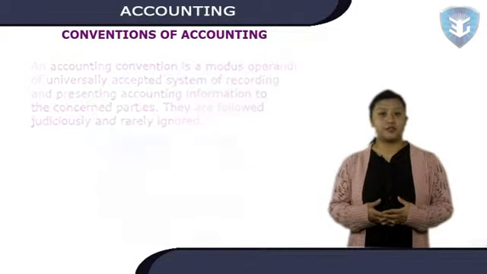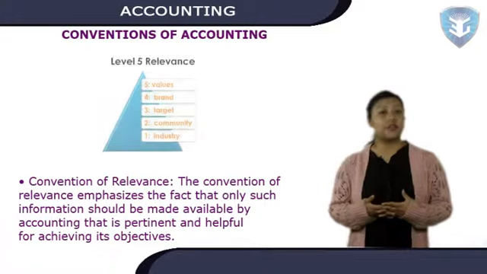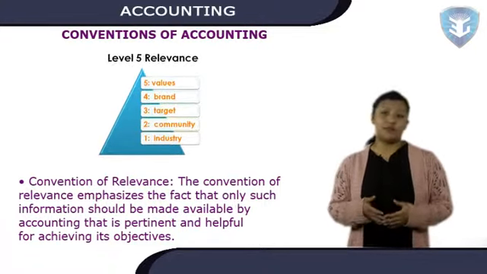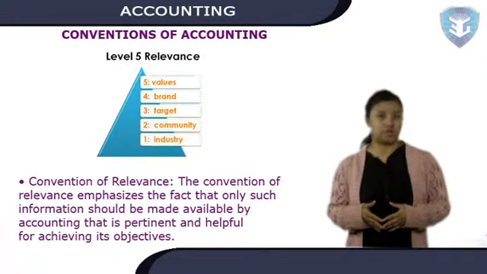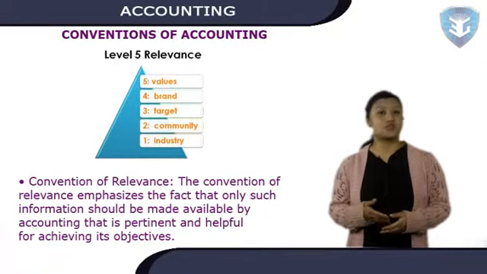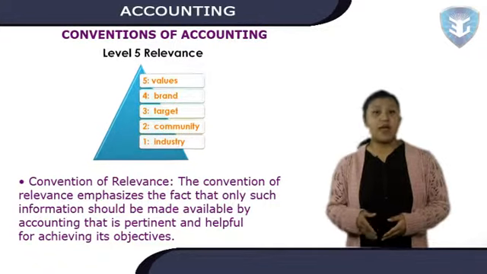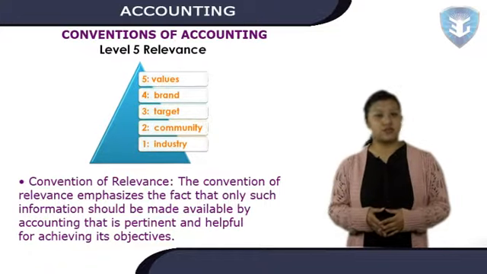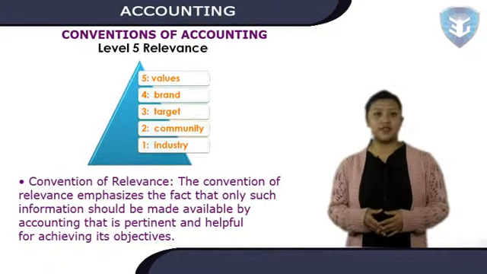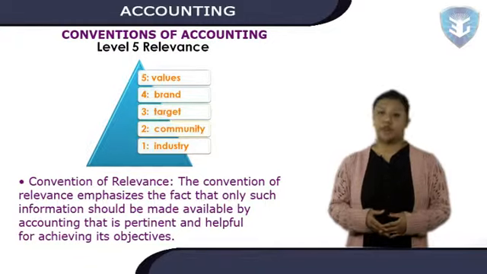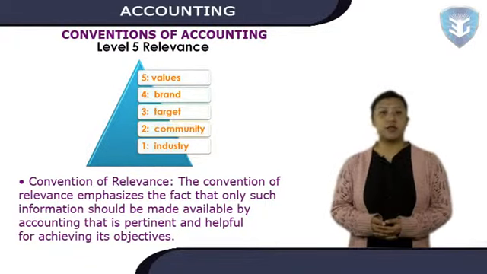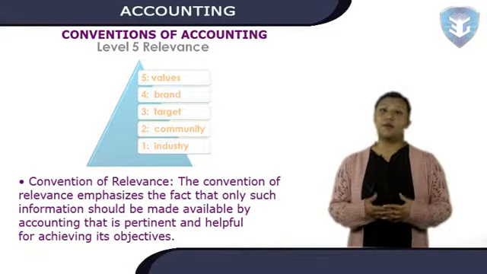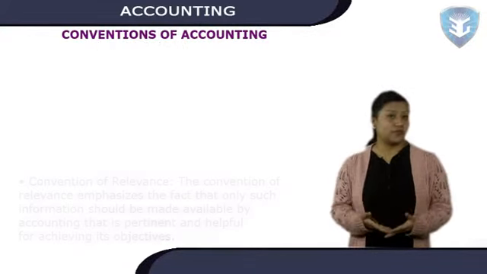Convention of relevance. The convention of relevance emphasizes the fact that only such information should be made available by accounting that is pertinent and helpful for achieving its objectives. The relevance of the items to be recorded depends on its nature and the amount involved. It includes information which will influence the decision of its client. This is also known as convention of materiality. For example, business is interested in knowing as to what has been the total labor cost. It is neither interested in knowing the amount employees spend nor what they save.